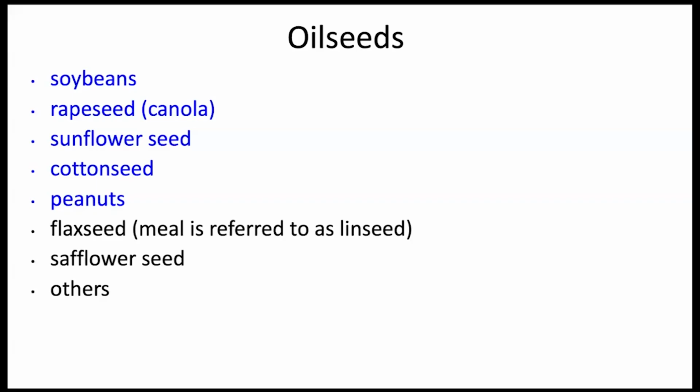So we talked about our grains. Now we're going to talk about what we call oil seeds. Those would be things like soybeans, rapeseeds. You won't see that term used in the US or Canada very much. We typically use the term canola, and we'll talk about that in more detail later. Sunflower seed, cottonseed, peanuts. I'm going to spend a little bit of time on these. Flaxseed is another one. With flaxseed, the meal they'll call linseed meal, but if we're talking about the whole seed, we call it flaxseed. Safflower seed would be another, and there would be some others as well, but I'm just going to focus on these top five.